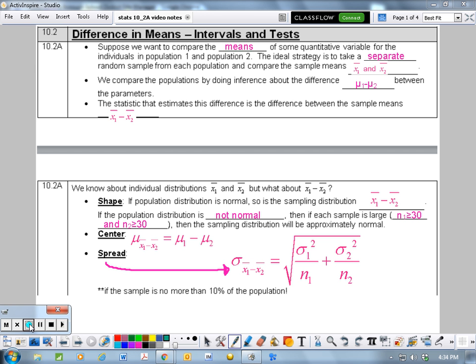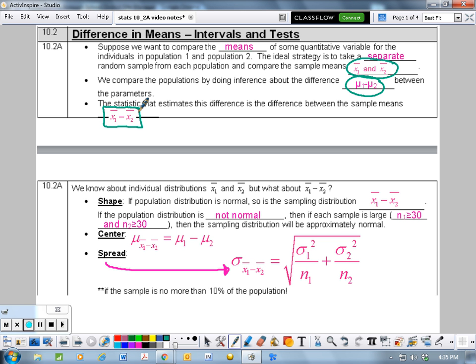So suppose we want to compare the means of some quantitative variable for individuals in population 1 and population 2. The ideal strategy is to take a separate random sample from each population and compare the sample means x bar 1 and x bar 2. We compare the populations by doing inference about the difference of mu1 minus mu2. So again, reinstating that this is what we're going to infer about the populations by using our sample data. And the statistic that estimates this difference is x bar 1 minus x bar 2. So again, looking at our sample data.